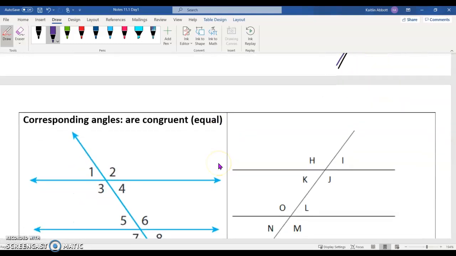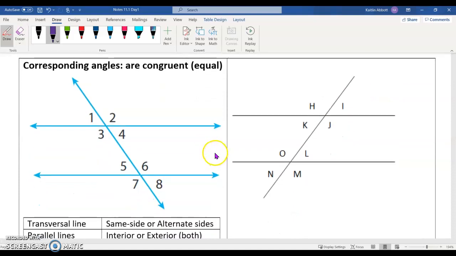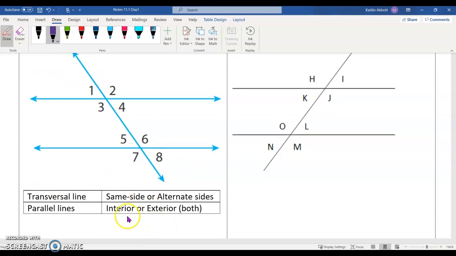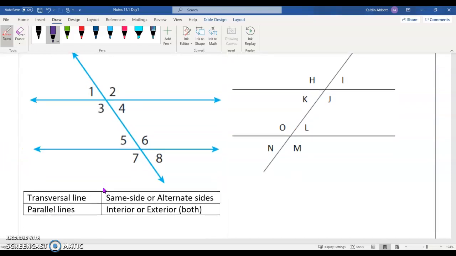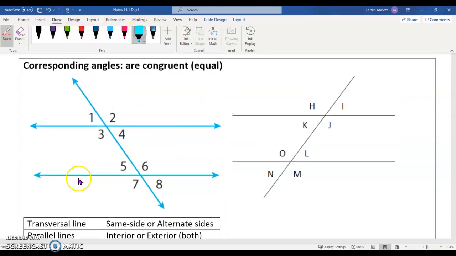Okay, so let's show us what we're doing. We're going to be learning about 4 different types of angles today. Our first one is corresponding angles. You'll see there's this table that is also a little bit on your homework as examples, but this is to help guide you to what we're looking for. So corresponding angles are on the same side of the transversal, but one's inside, one's outside.